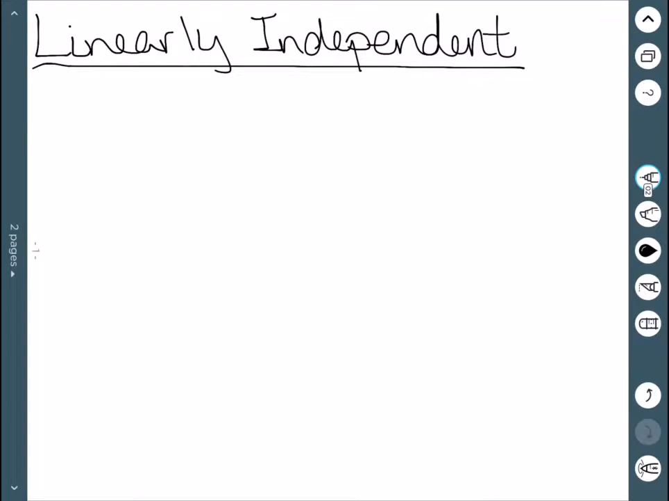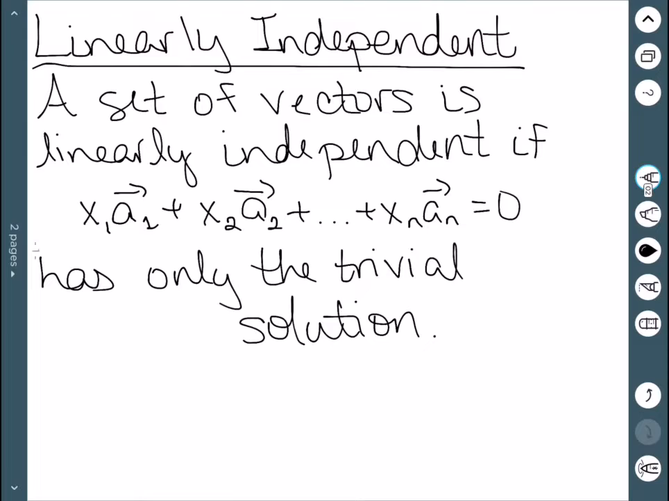Let's discuss what it means for a set of vectors to be linearly independent. If we have a set of vectors, we say they are linearly independent if the equation x1a1 plus x2a2 all the way up to xn an is equal to 0 has only the trivial solution. The xi's are all scalars, our a's are vectors, and we set it equal to 0 and say that we only have the trivial solution. If we have any non-trivial solution, we say the system is linearly dependent.